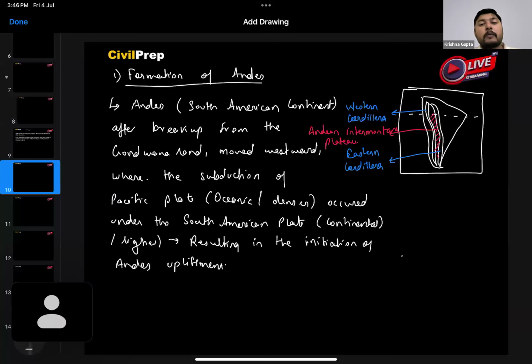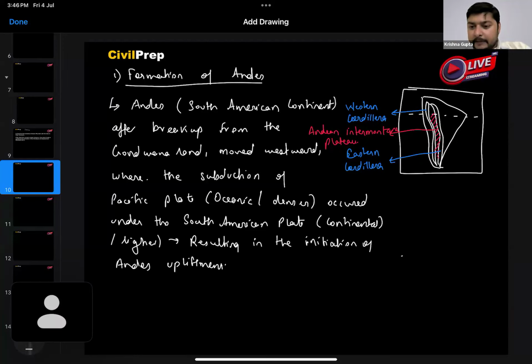Now, why is this particular background necessary? Because we need to provide here that there was the presence of Gondwana land, and South America was part of Gondwana land and it started moving westward. Subduction started here, and here we'll be seeing that this has resulted into the formation of this particular mountain ranges here.